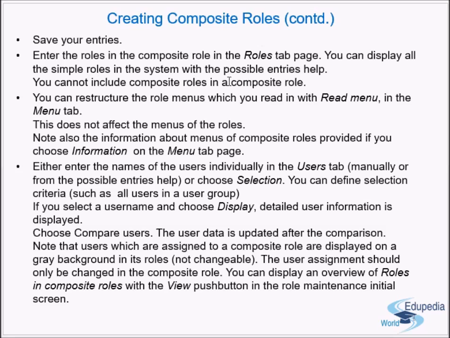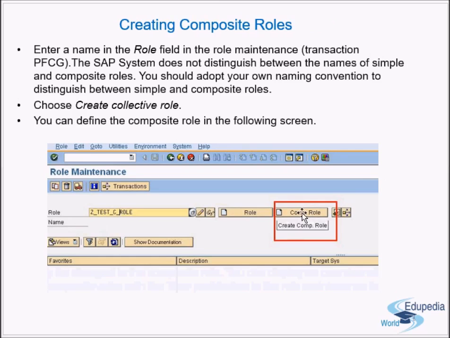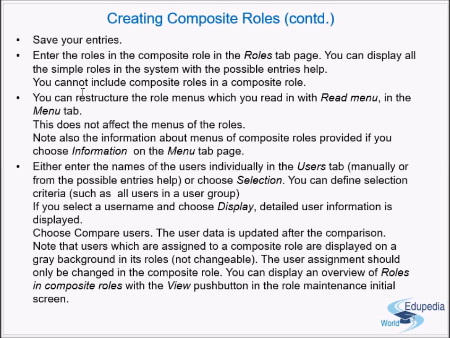Once you go to this option, create composite roles, first you enter all the single roles in the roles tab page. A composite role is nothing but a collection of single roles. So you enter all the single roles which you want to have in this composite role. The thing we have to remember here is we can't include a composite role in a composite role. A composite role is a collection of only single roles.